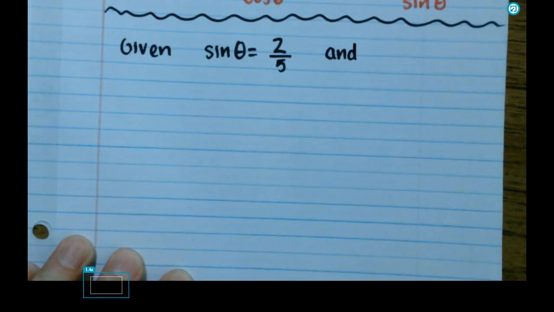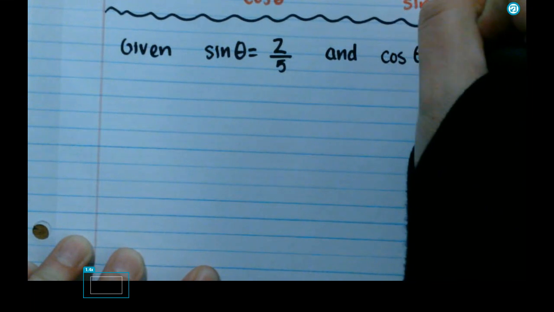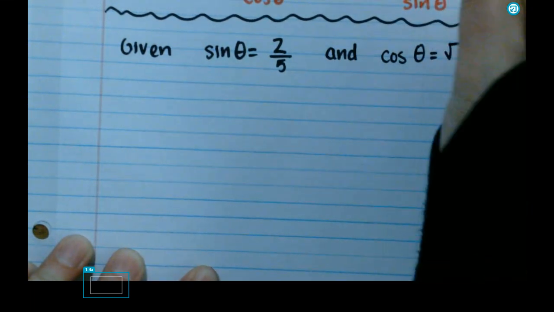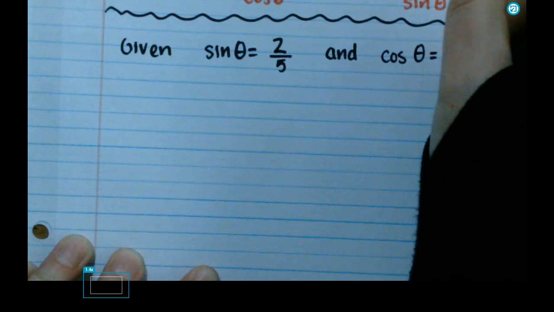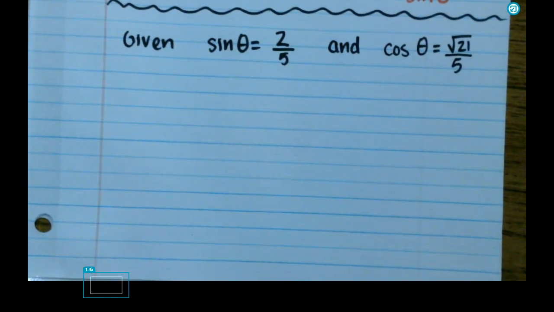And cosine of theta equals the square root of 21 over 5. So that's what we're given. It's sine of theta equals 2 over 5. Cosine of theta equals rad 21 over 5.